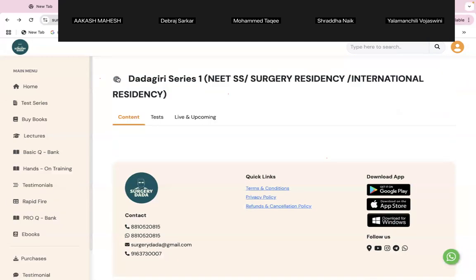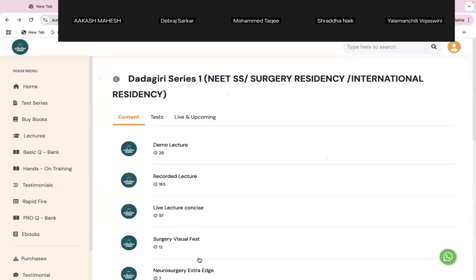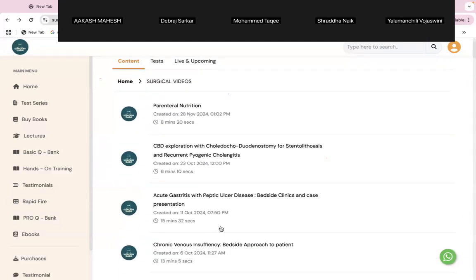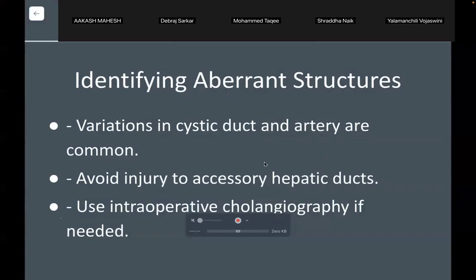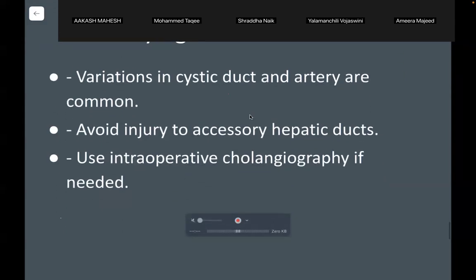Dear students, I'll show you one more good case before we conclude this. So let me tell you something before we move on. What are the variations? Why are we scared? We are scared because of just one thing. And what is that, students? That is the aberrant structures. So this is very important to avoid injury to the hepatic ducts.